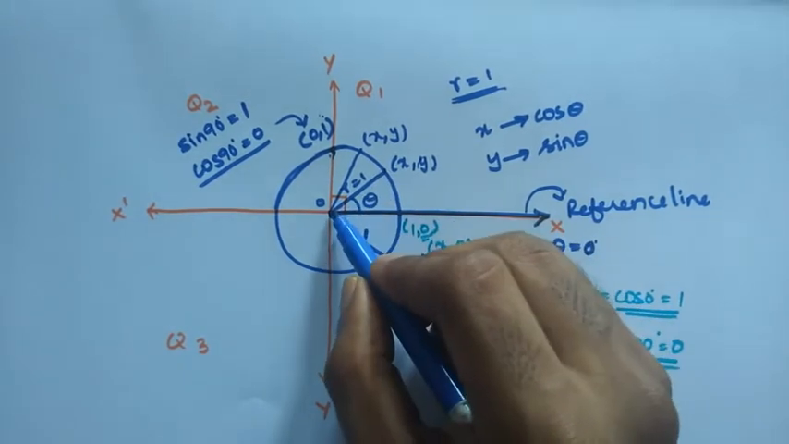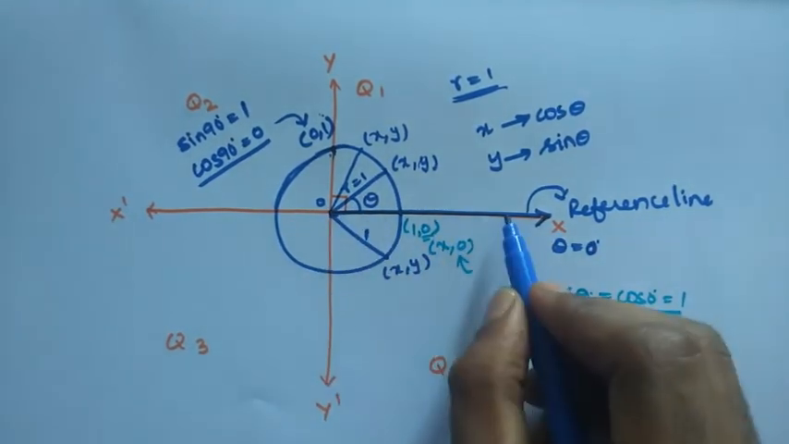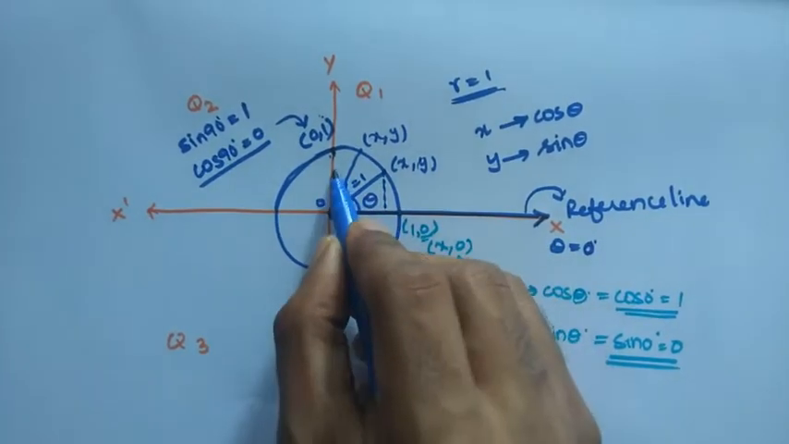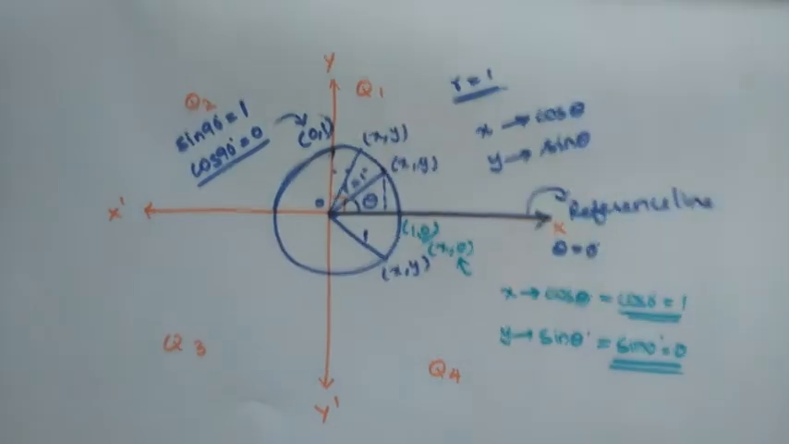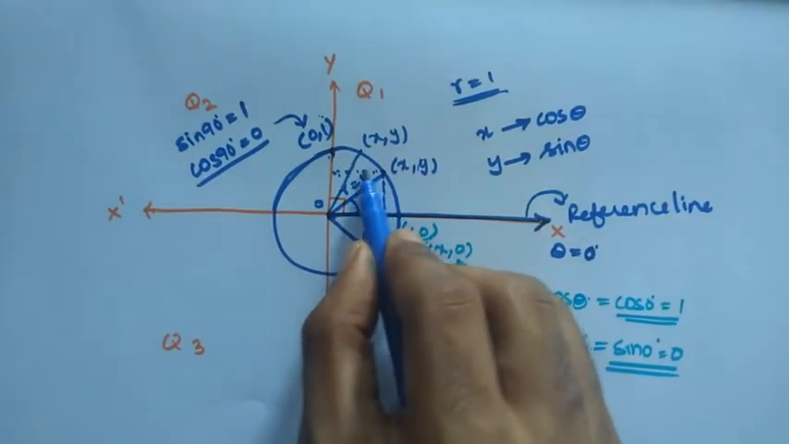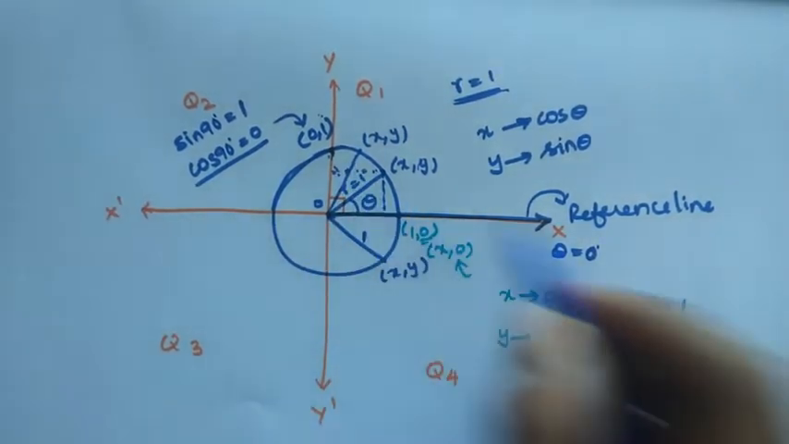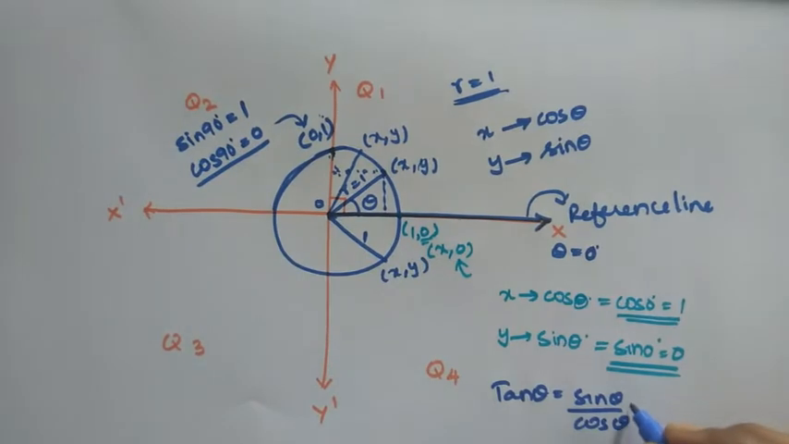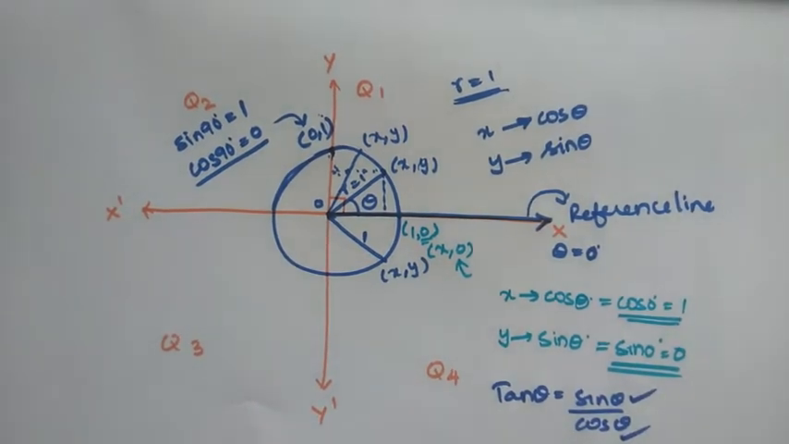So if it is 30 degrees, make this as reference line and draw 30 degrees and measure the x coordinate and measure the y coordinate. Okay, the x coordinate and y coordinate are going to give you cos and sin values. So if you need tan value, tan theta, it is the ratio of sin theta by cos theta, because you will be knowing sin theta and cos theta. Okay, so this is how we calculate the values.